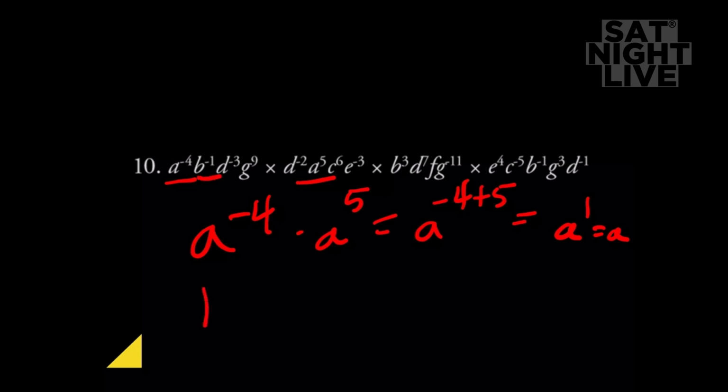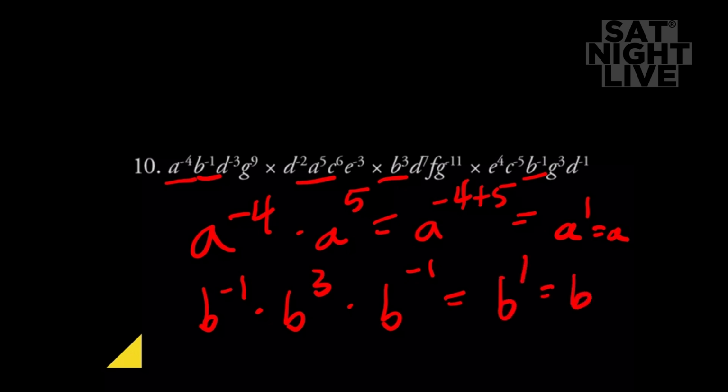B. So there's b to the negative 1. Later on, there's b cubed. And later on, there's b to the negative 1. So once again, when I multiply like bases, I add, and this just becomes b to the first or b. And now any answer choice that I see that doesn't have b in it is gone. You might see where this is heading.